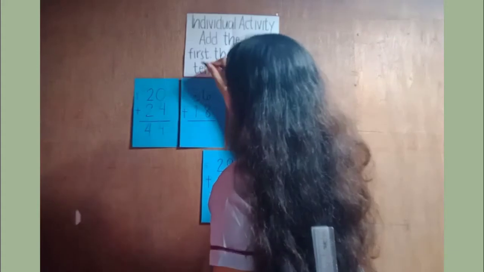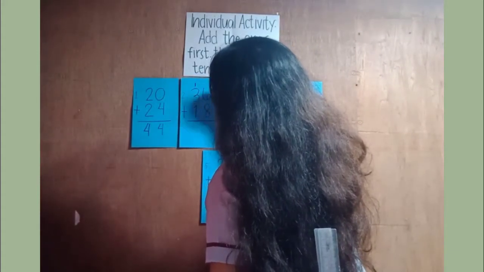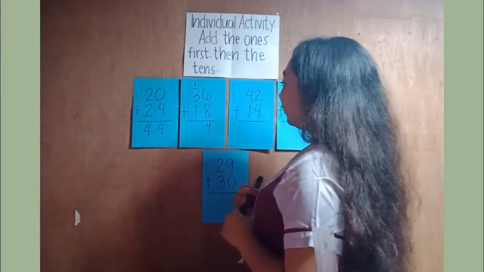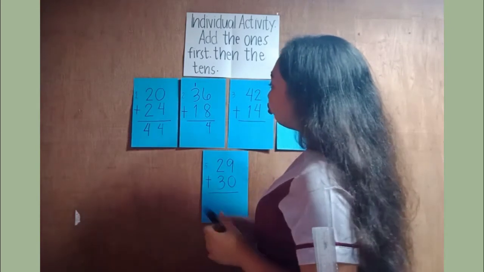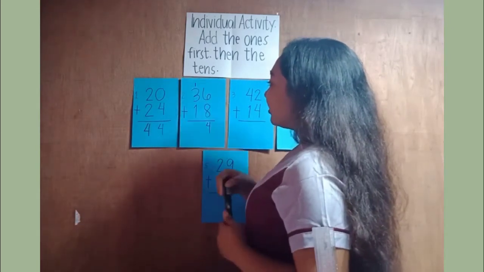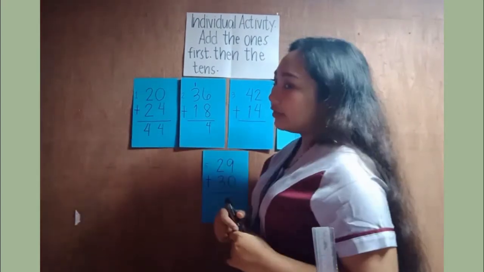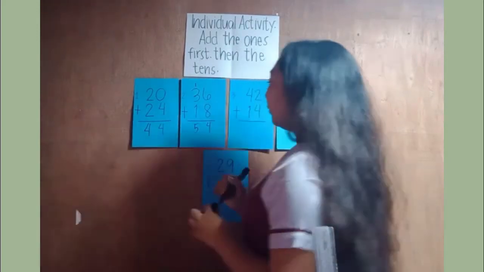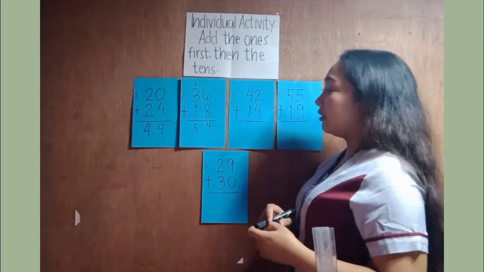Yes, this is 14. So we will need to put there the 1, and this is the 4. So 1 plus 3, yes, 4. 4 plus 1, 5. So, in number 2, 36 plus 18 is equals to 54.